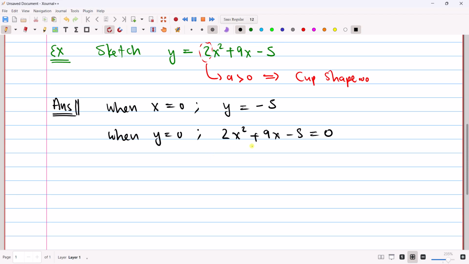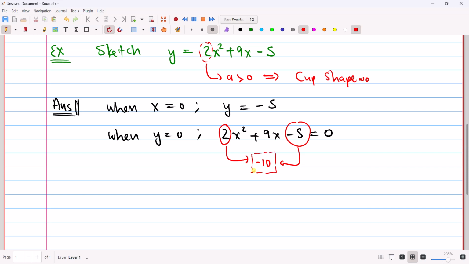So now, to check if this does factorize, I will take the first number and the last number and multiply them. So when I take the coefficient of the quadratic term and the constant in a parabolic function and multiply them, I see that I get negative 10. Then the next question I ask myself is, do there exist two factors of this number such that when I add them together, they give me the number in the middle? That is 9 in this case. You see? So I start searching.